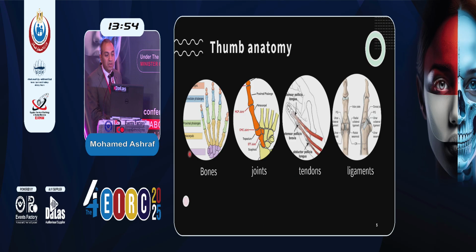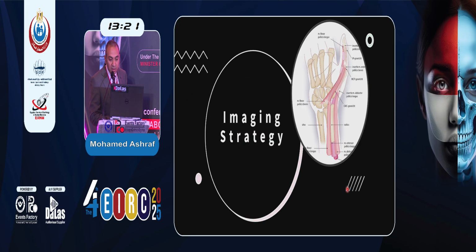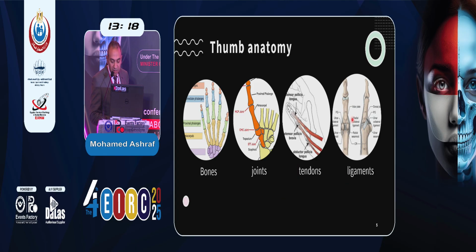As with any part of the musculoskeletal system, we should look at the components of the thumb. It is composed of three important bones: the first metacarpal bone, and the proximal and distal phalanges. It has three important joints: the carpometacarpal joint, the metacarpophalangeal joint, and the interphalangeal joint. It has tendons like the flexor and extensor pollicis tendons, the ulnar and radial collateral ligaments, and also the volar plate.